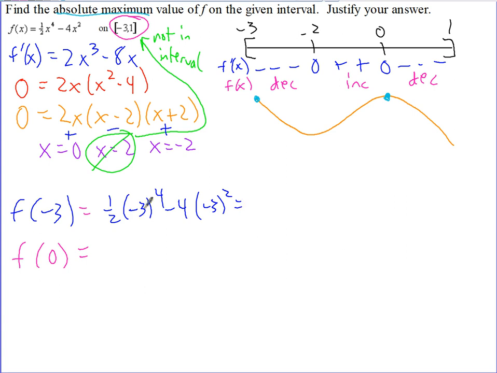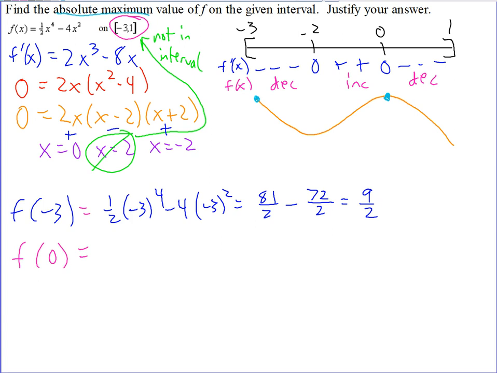Okay, so negative 3 to the 4th is 81 times a half, so 81 halves, minus negative 3 squared is 9 times 4 is 36, but we want it as halves. So that is the same as 72 halves, and 9 halves. And we're trying to find the maximum value. So let's compare that with 0.